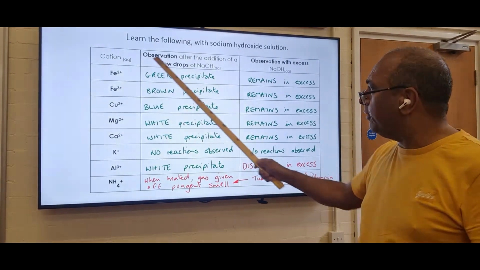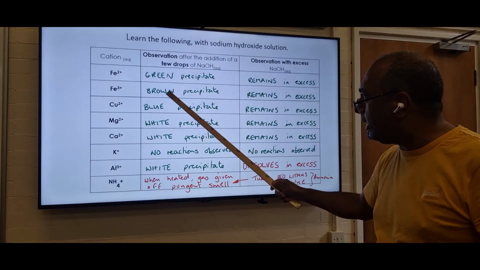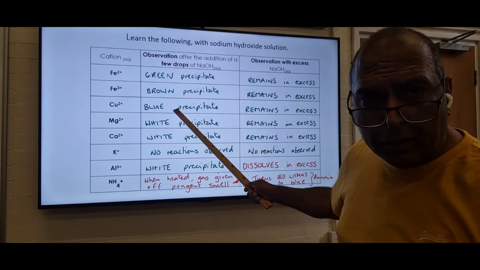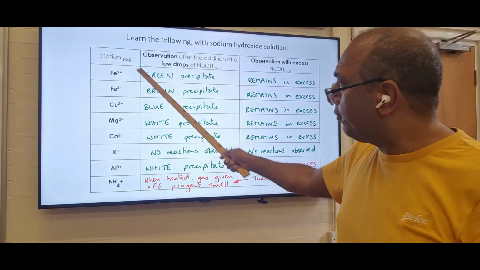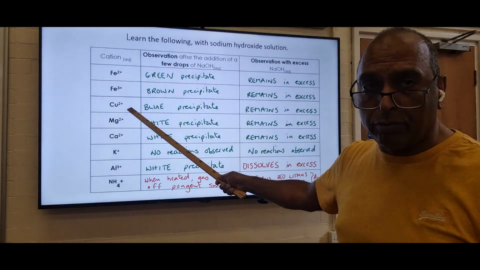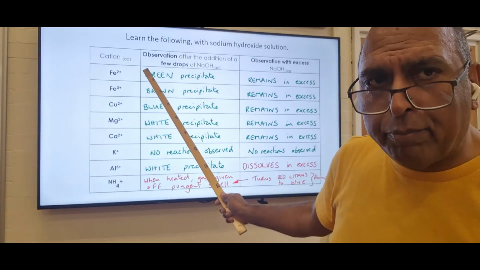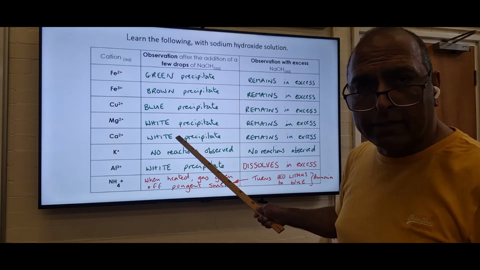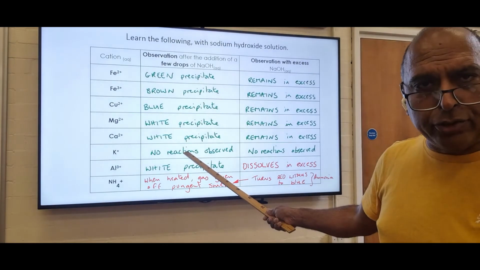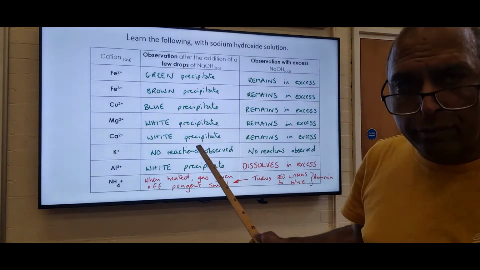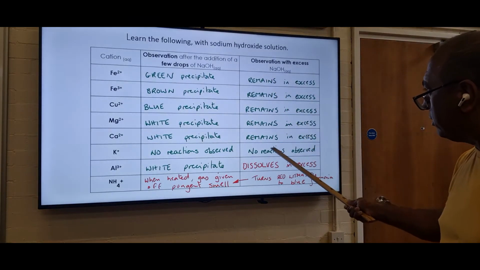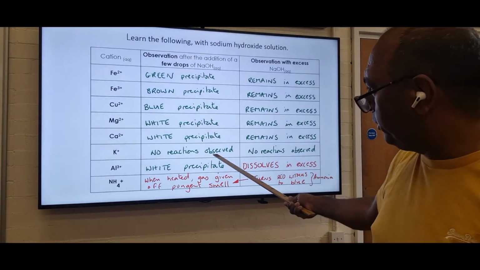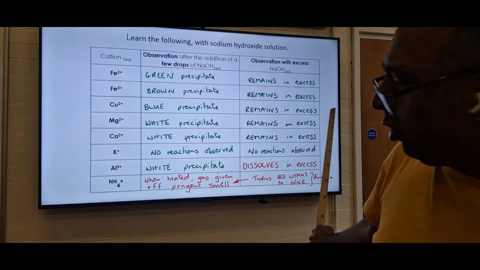Iron 2 ions give you a green precipitate. Iron 3, brown precipitate. Copper ions give you a blue precipitate. Those three are a good proof for iron 2, iron 3, copper 2. Then the ions that you cannot prove, like magnesium, calcium, potassium, whether you get a white precipitate or no reaction, that does not help you. And all of these remain in excess. With the potassium ions, there's no observable change in either a little bit or loads.